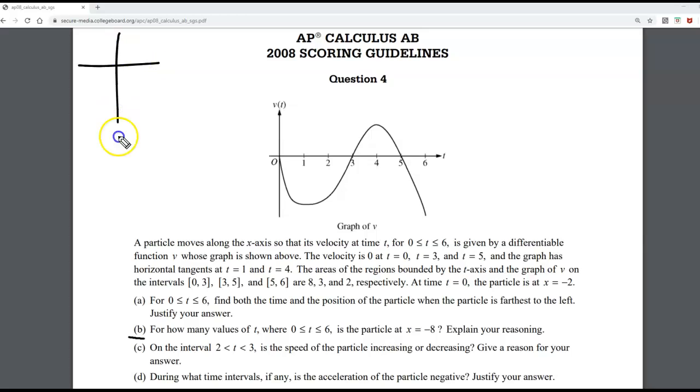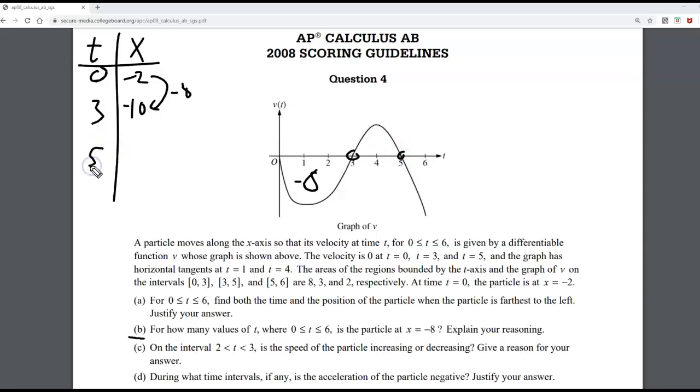Well, let's see here. At t equals 0, my position is -2. And by the time I get to t equals 3, my object has moved 8 spaces to the left. So if I go 8 spaces to the left, that's going to put me at -10, right? And then by the time I get to t equals 5, my object has now moved 3 spaces to the right. So if I add 3 to that, I end up at -7.